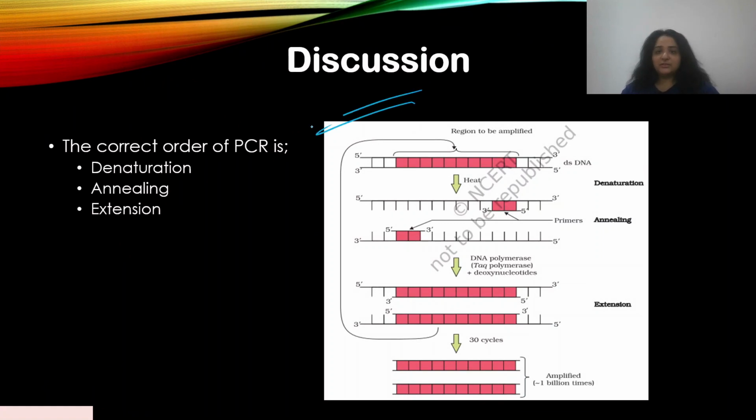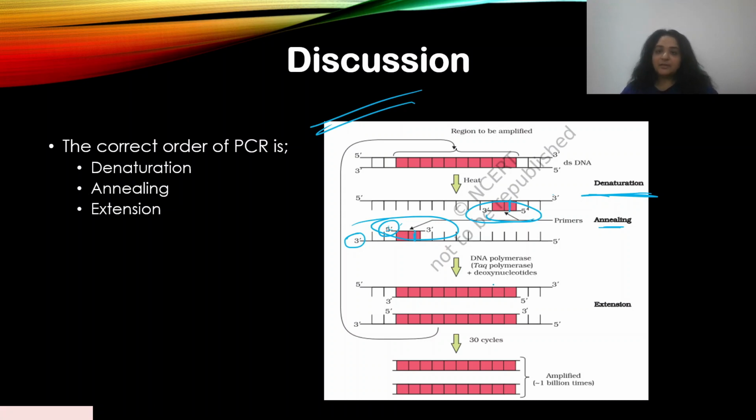So what you see here are the typical steps of PCR. You have denaturation first, so the double-stranded DNA is split up. Then you have annealing of the primers over here. You notice these primers are attached in anti-parallel fashion, so if it's 3 dash over here, it will be 5 dash over here. Obviously the DNA strands are anti-parallel, so primers have to be placed that way.